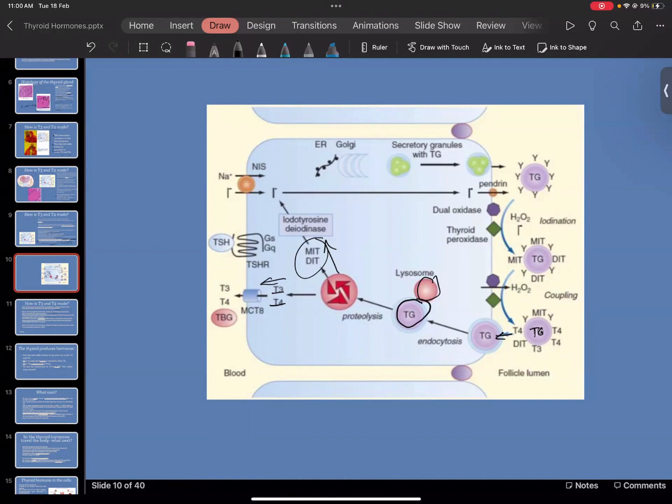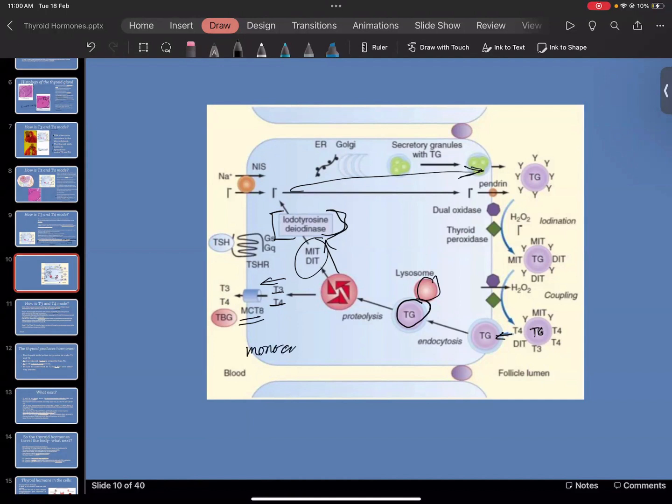This is done using an enzyme called iodotyrosine deiodinase. The names of the proteins are all important, to be honest, but the most important one is TPO. So basically, MIT and DIT get deiodinated, so we can re-add them to a thyroglobulin, and the process starts again. Okay. On the other hand, T3 and T4 leave the cell through a carrier called MCT8, or monocarboxylate transporter 8.